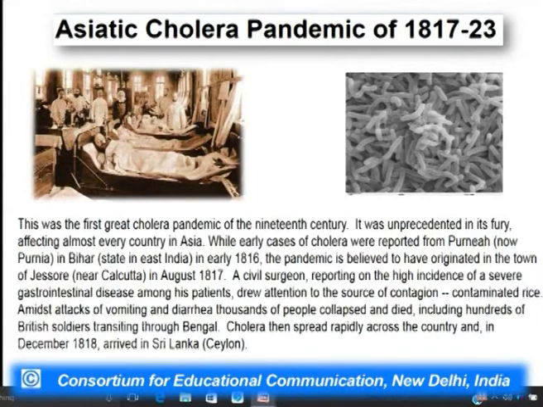A civil surgeon reporting on the high incidence of a severe gastrointestinal disease among his patients drew attention to the source of contagion, which was the contaminated rice consumed by them. Amidst various attacks of vomiting and diarrhea, thousands of people collapsed and died, including hundreds of British soldiers, transmitting the disease throughout Bengal. Later, cholera spread into Sri Lanka also.